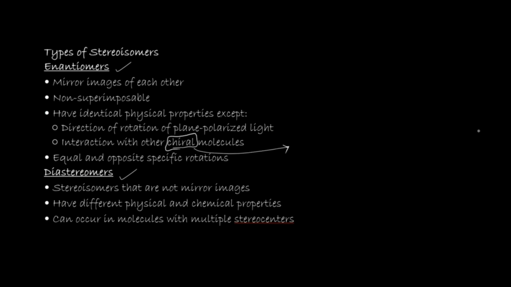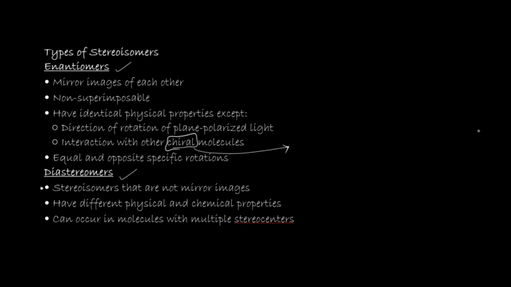Chiral means the same. I told you, right? Stereo center or chiral center. Chiral means a carbon which is having 4 different groups attached to it. And enantiomers will have equal and opposite specific rotations. D and L pair are considered as enantiomers, but they should be mirror images and non-superimposable.